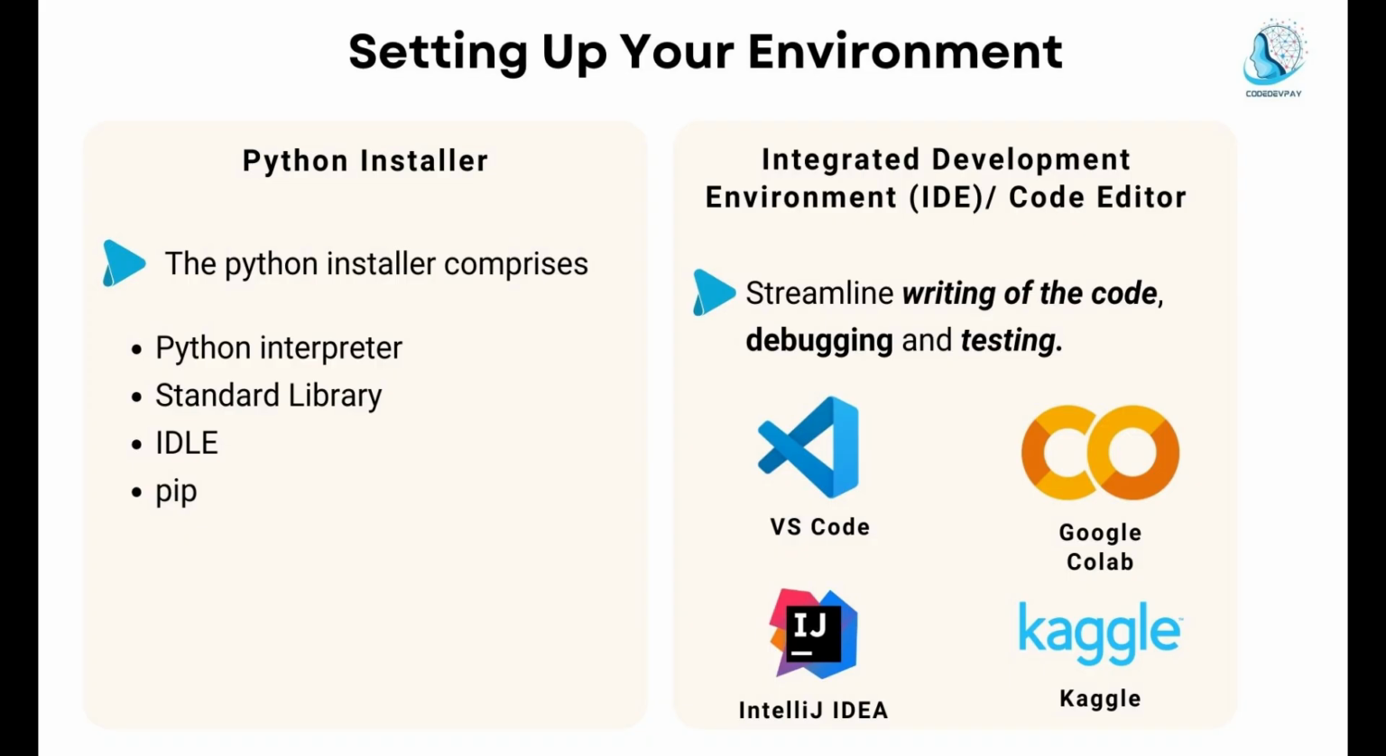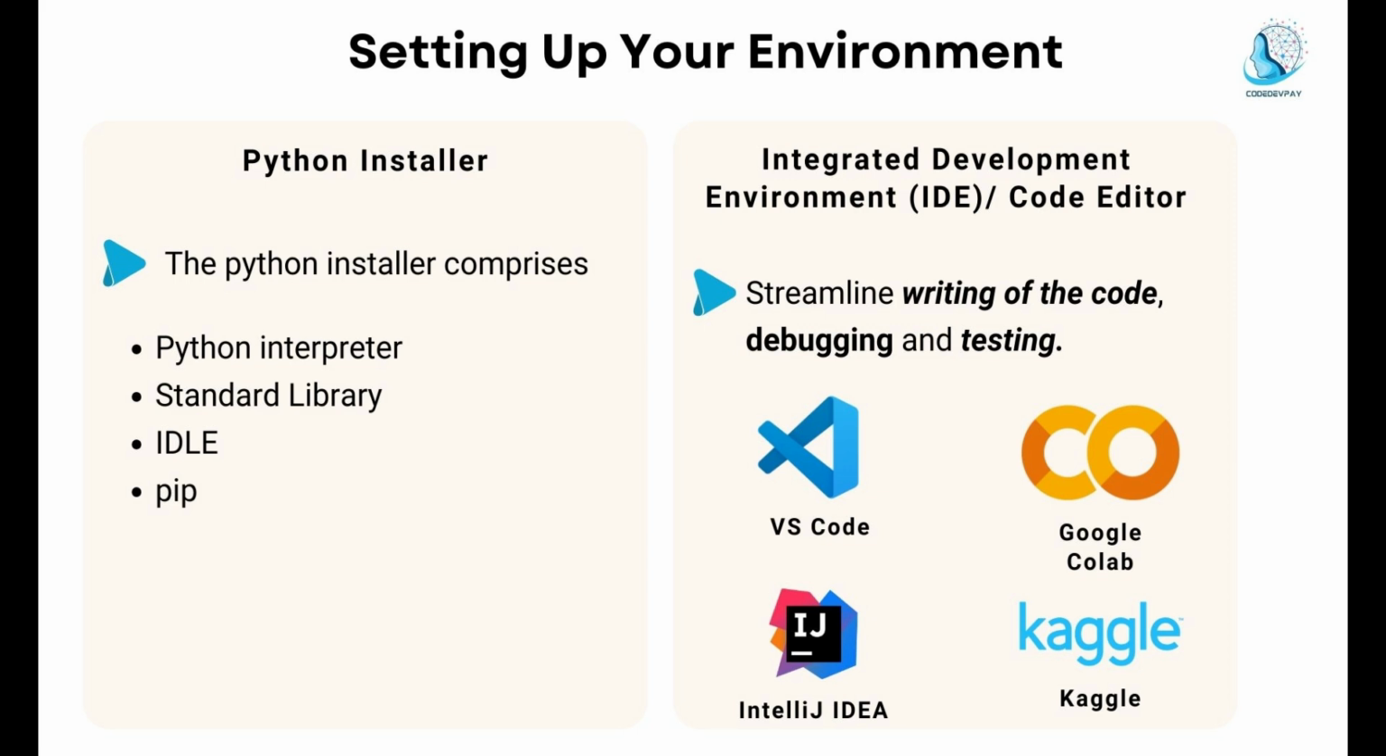Let's look at the different ways we can run Python. We have the Python installer, which allows us to run Python locally on our machine. So the Python installer comes with a Python interpreter, which analyzes our code and run them. We have the standard library, which is a collection of several related code that we can pick and then use in our programs. Then we have the IDLE, the Integrated Development Learning Environment. So this is a very simple, lightweight environment where we can write and also test Python code.